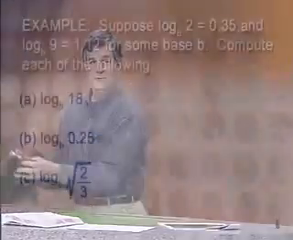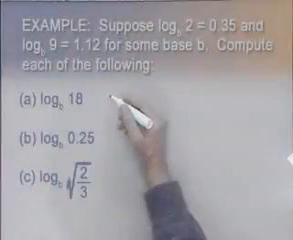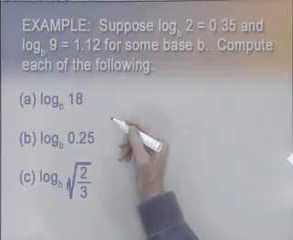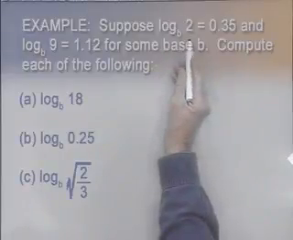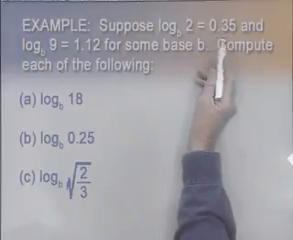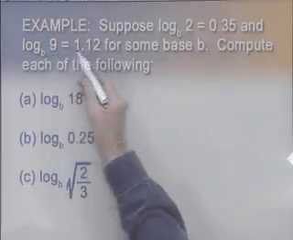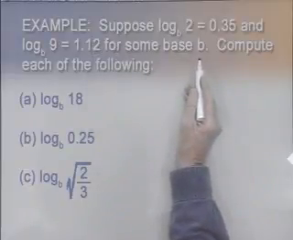Okay, let's go to the next graphic and we'll see a little bit different example, but it still uses the same laws of logarithms. And I'd like to be able to write on that graphic if I can. Here we go. This example says, suppose that we have some base, I'll call it b, and the log base b of 2 is 0.35. And suppose the log base b of 9 is 1.12. And this is for some base b, but we don't know exactly what the base is.